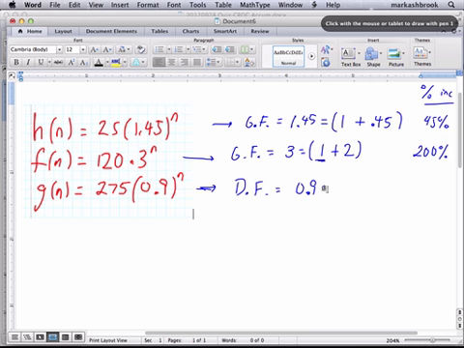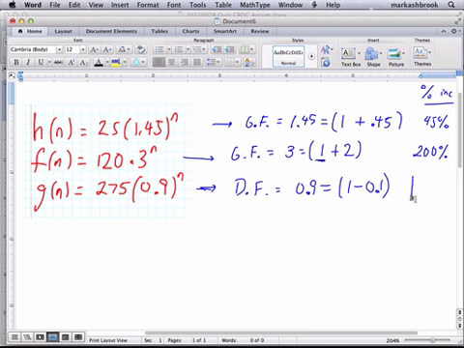Okay, rewrite it as 1 minus... So we're saying 0.9 is the same as 1 minus what value? 0.1. So the percent change is? Yeah, so down. You could say it's decreasing 10%, or we could say negative 10%.